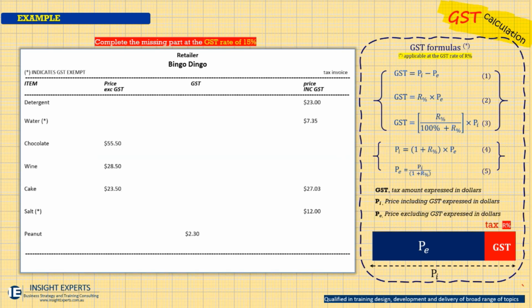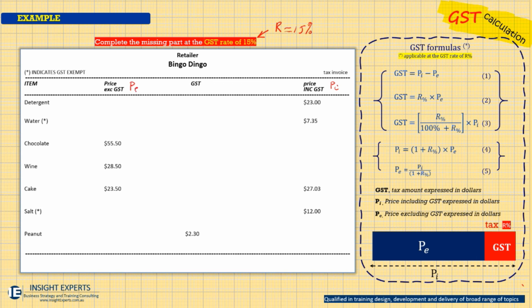Now we did this example at the tax rate of 10%. Now we're going to do the same thing at the tax rate of 15%. So I'm pretty sure by now you should be confident in completing this table, but I'm going to do just a couple for you, and then you can do the rest when you have time. Now, for the first item, which is the detergent, we have the price including GST here, and the GST and the price excluding GST.